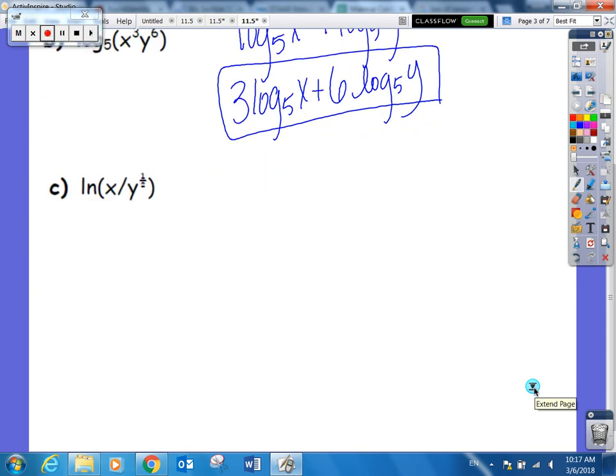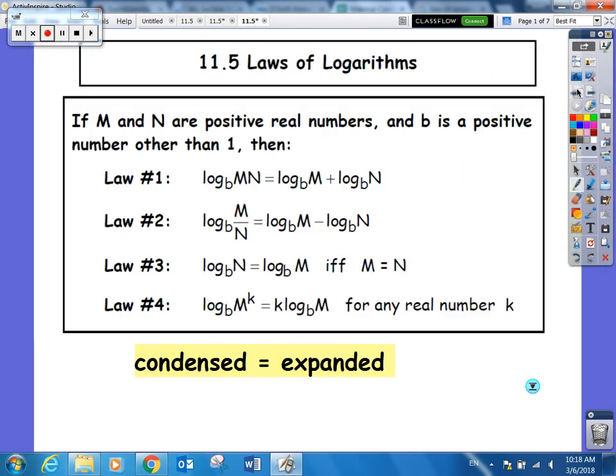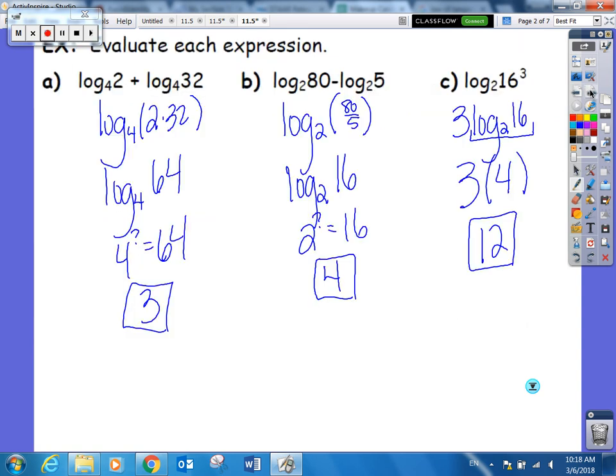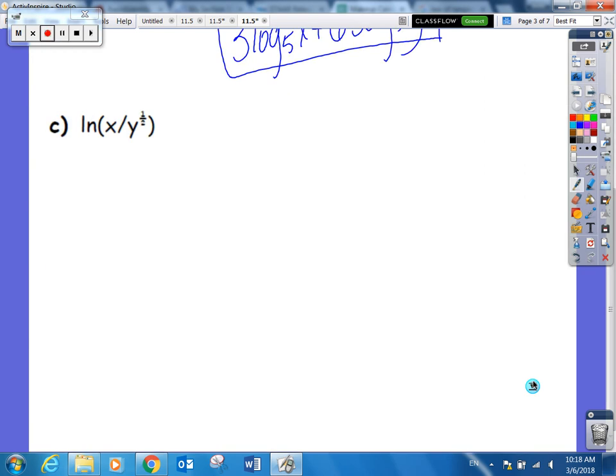The natural log is exactly the same thing as log. All natural log is a log with a base of e. We just have a special way of writing that using natural log. So all of these laws of logarithms apply to natural log, because all the natural log is a log with a base of e. So we're going to use the same properties.